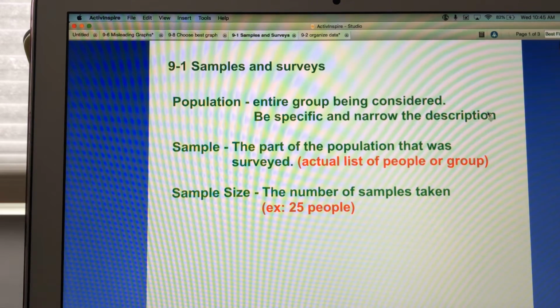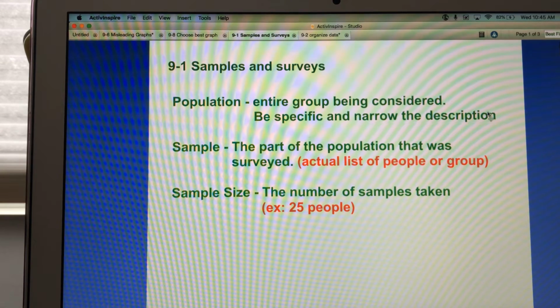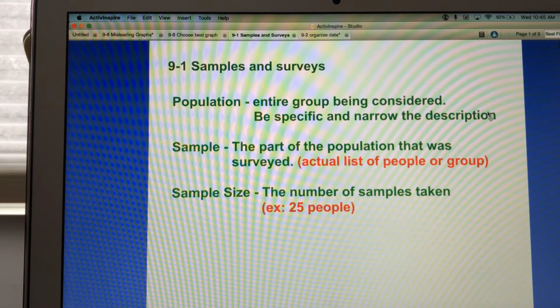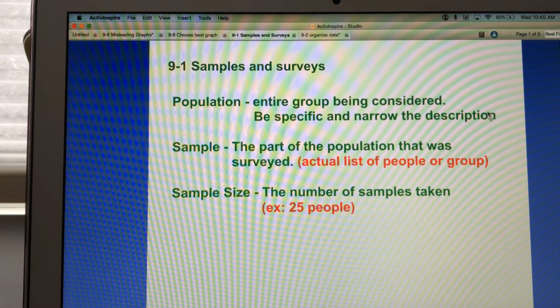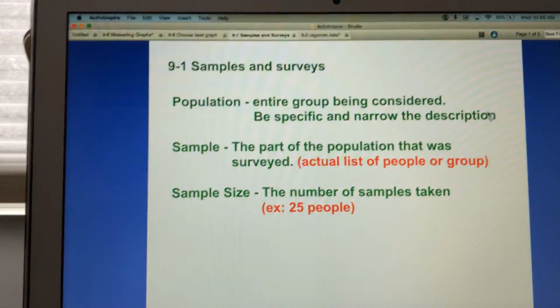You could not say eighth graders. That would mean eighth graders of the entire world. You have to be more specific. Eighth graders in Chicago. Okay, well, Chicago's a really big city. So then we decided to just do eighth graders in our district. I don't want to use names of our school, so we'll leave it at that.